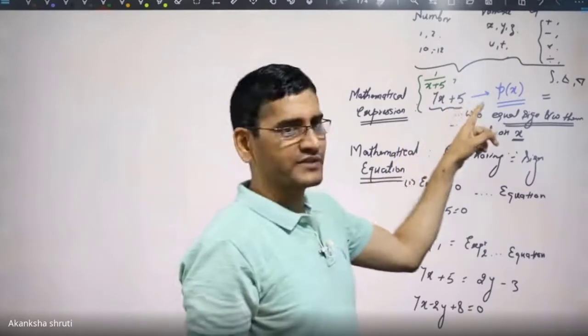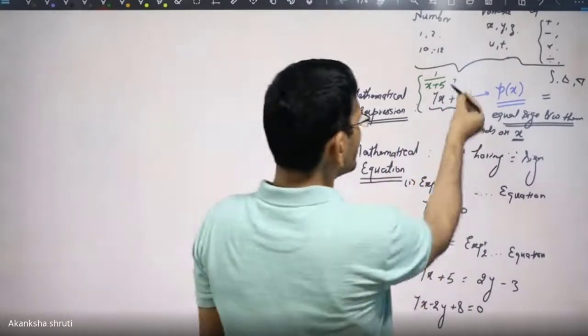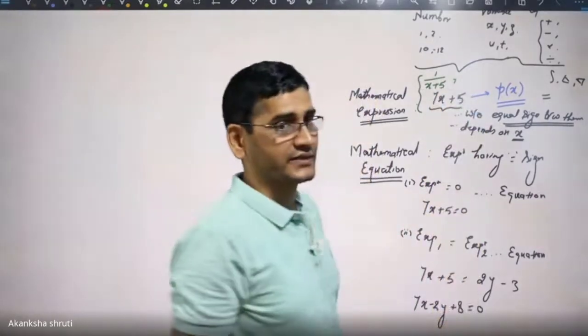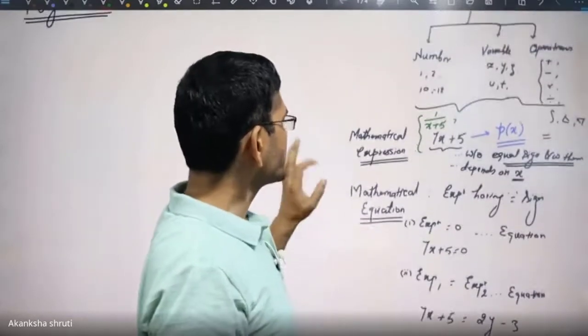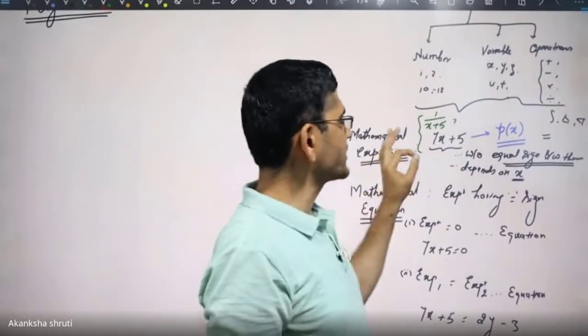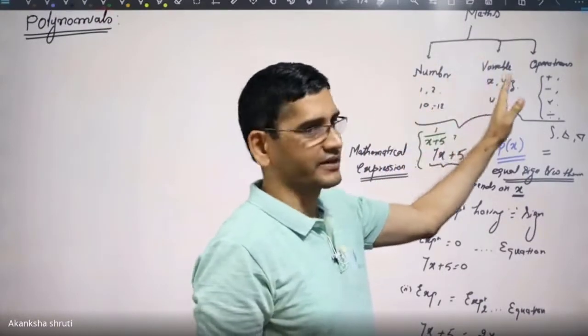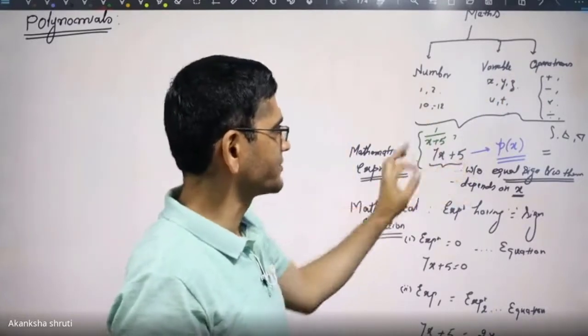7x plus 5 is a polynomial. So student, when any mathematical expression turns into a polynomial, that condition we have to understand. The things are very simple. First, you have to understand a mathematical expression is nothing but any mathematical relation that is written between the number and variable, including the number and variable, leaving the equal sign in between them.